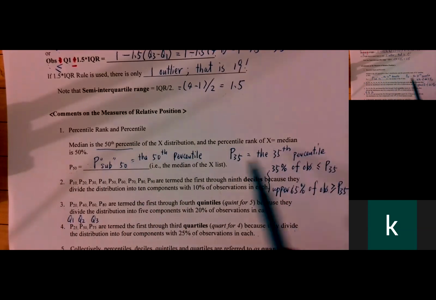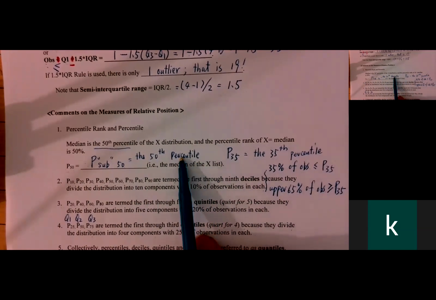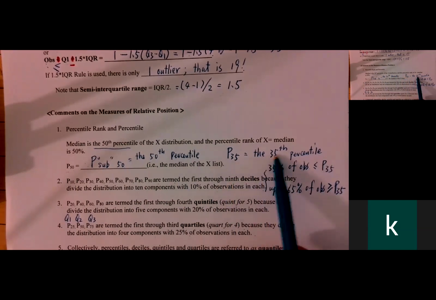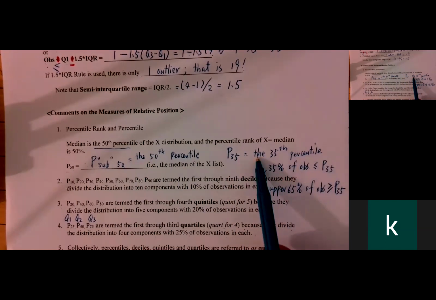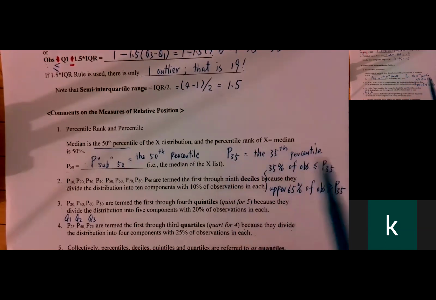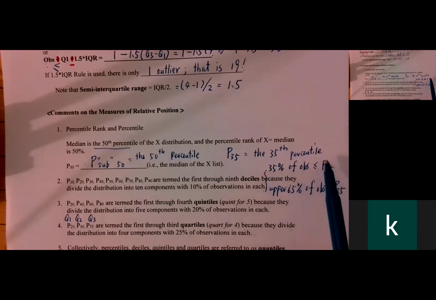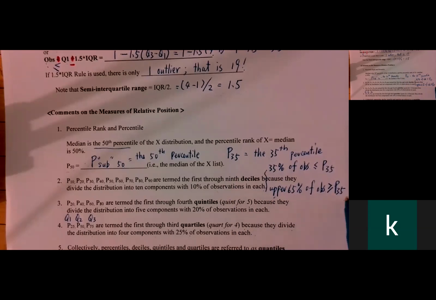Now, use the new notation, okay? Let's look at P35. What's P35? The 35th percentile. And the formal definition for P35 is that the lower 35% of observations are less than or equal to P35, and the upper 65% of observations should be greater than or equal to P35, okay?